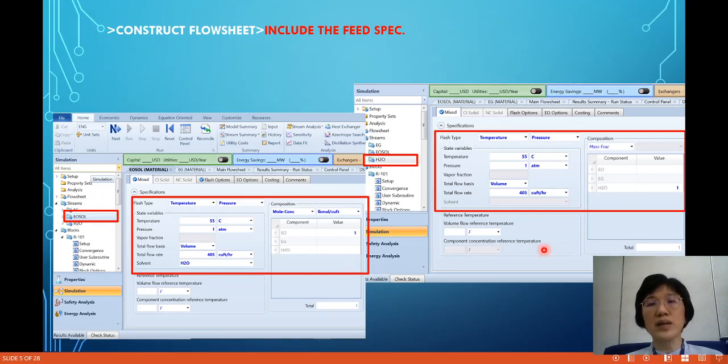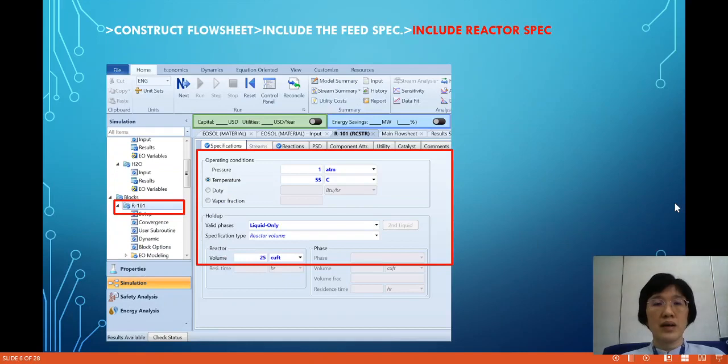Next, we have to include the feed specification for the pure water. The volumetric flow rate is the same, 405 feet cube per hour, and the mass fraction for this stream is 100% water, so we put 1 as the mass fraction in the composition section. Done for feed specification, we move to reactor specification.